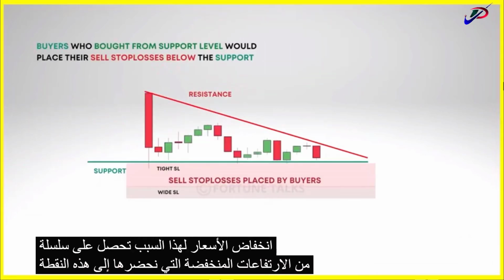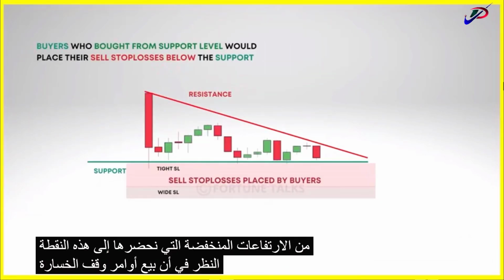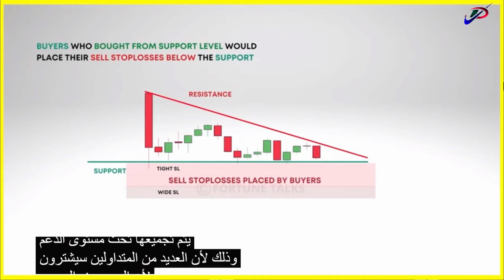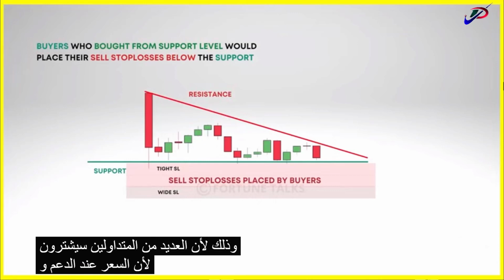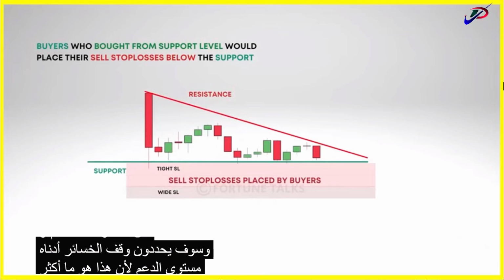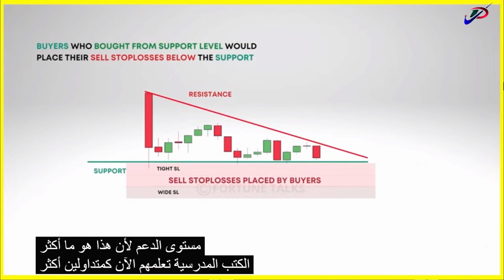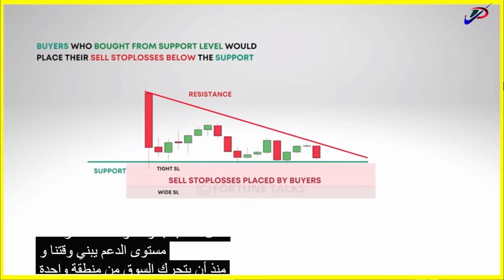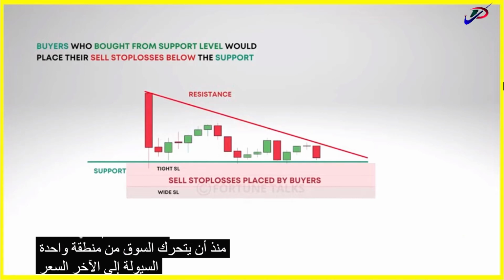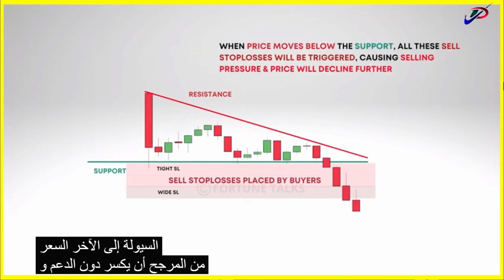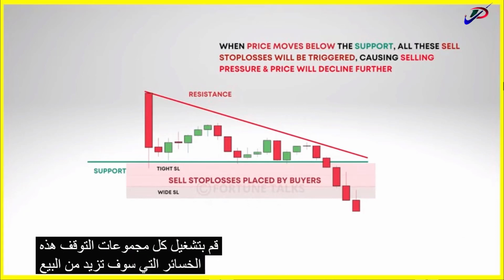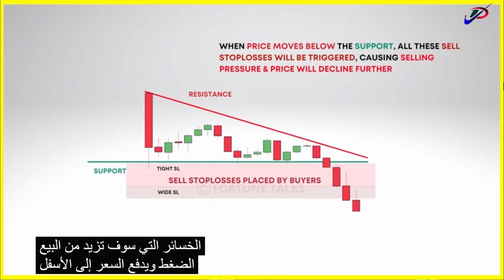Yet another point to consider is that sell stop loss orders are clustered below the support level. This is because many traders will buy since the price is at the support and they will set their stop losses below the support level, since that's what most textbooks teach them. As more traders do it, the cluster of stop losses below the support level builds up over time, and since the market moves from one area of liquidity to the other, the price is likely to break below the support and trigger all these clusters of stop losses, which will increase the selling pressure and push the price downwards.